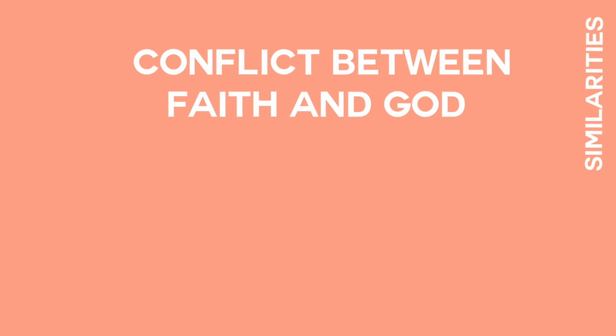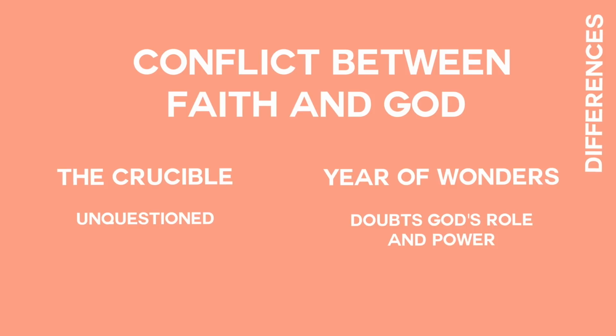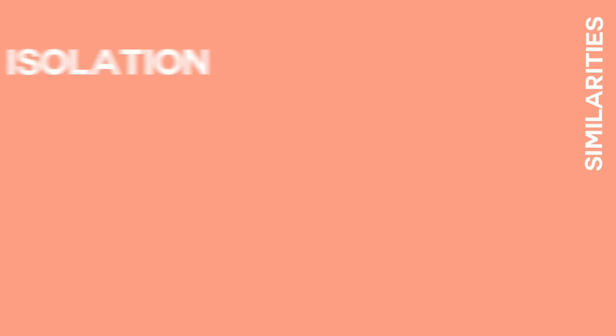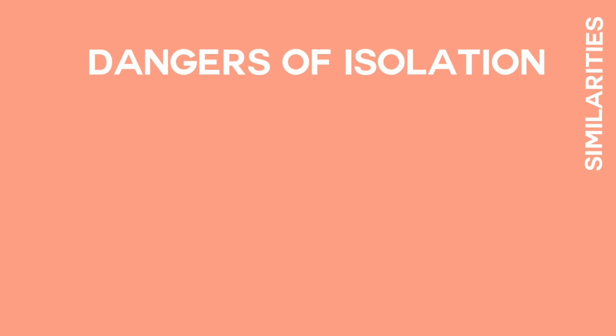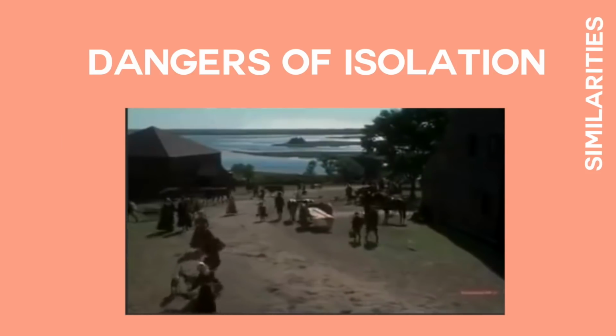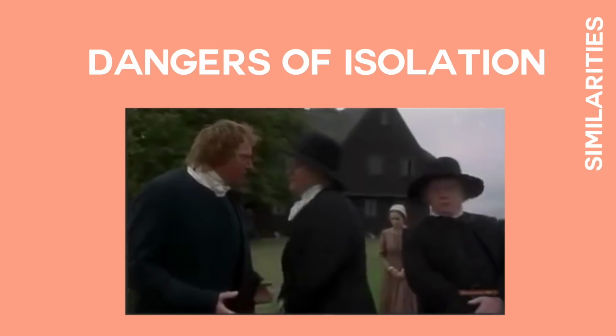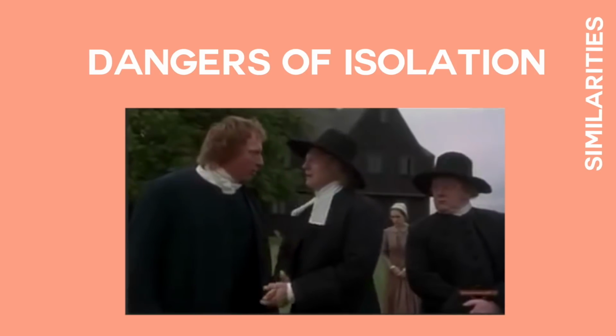Themes. There are similar and different themes in The Crucible and Year of Wonders. Both involve conflict between faith and God. However, in The Crucible, the existence of God remains unquestioned, whereas in Year of Wonders, the protagonist Anna doubts God's role and power, especially after she loses her family to the plague. Both books deal with dangers of isolation, both physical and social. The population in both of these towns is very small, which means that everyone knows everything about each other, and issues are escalated incredibly quickly and spread across the village.